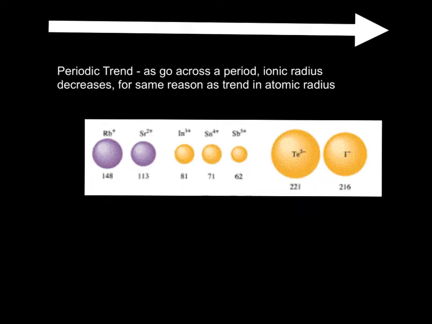Now the periodic trend, the same as the atomic radius, the ionic radius is going to decrease, again, for the same exact reasons. That's your periodic trend. Okay, but if you look, you'll notice that the cations, as they go across, they get smaller, but then the anions all of a sudden get bigger, and then they get smaller as they go across. So this is a little bit more complicated than the atoms. So let's look at cations and anions and compare them to their atoms.